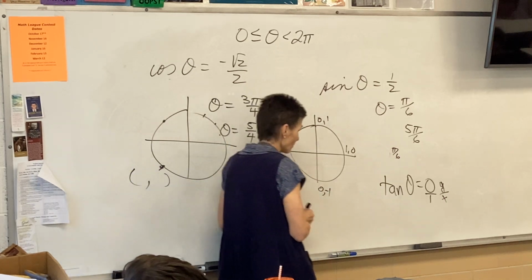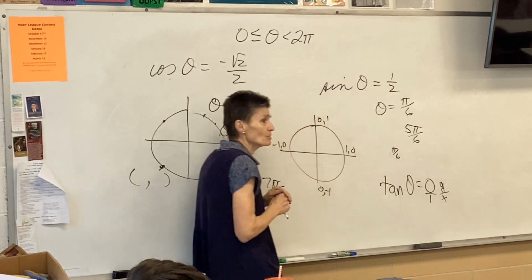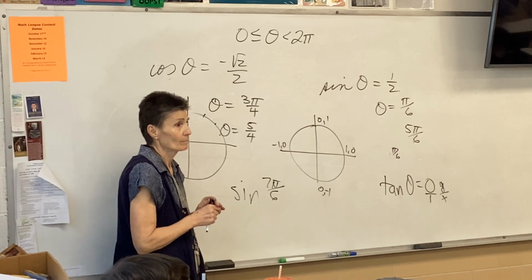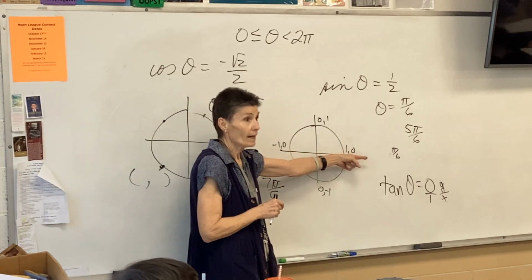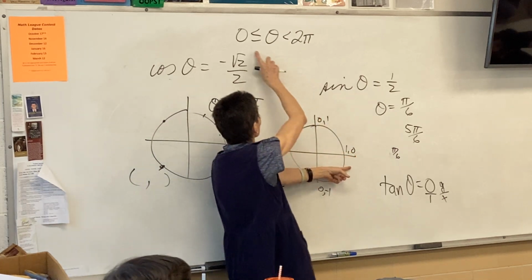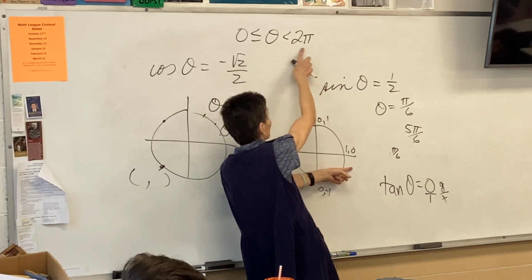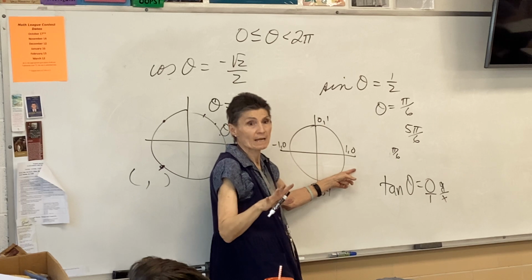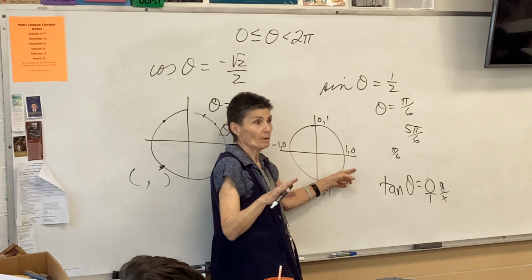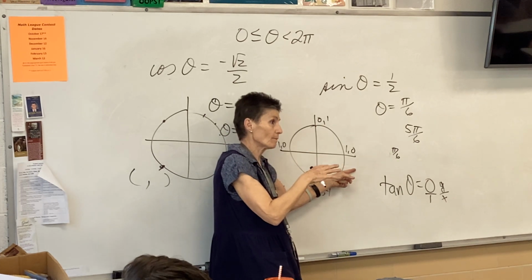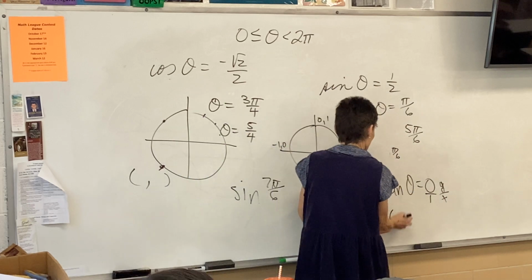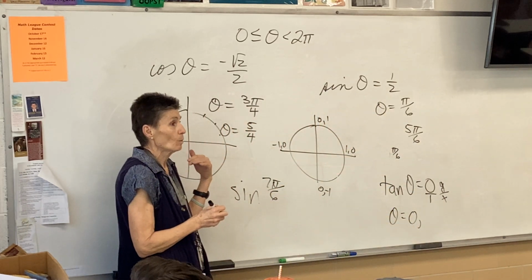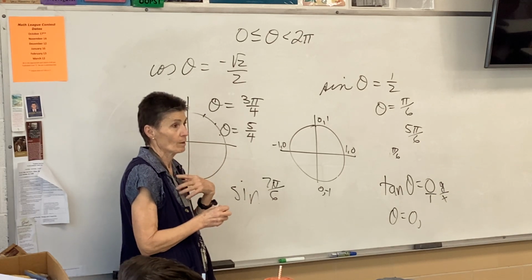Where does it happen that the tangent works out to be 0? Well, if you look at these directions, we don't include 2 pi, we say 0. I know they're the same angle, but we use 0 because it's smaller. So one of your answers would be 0. Is there any other place where the tangent is 0?